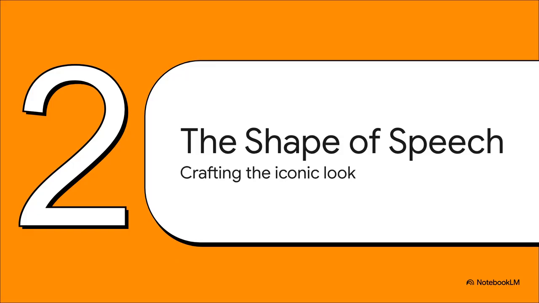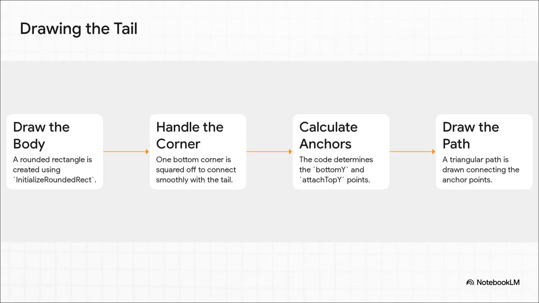Okay, so we know the components inside the bubble. But what about the bubble itself? How does it get that iconic shape? That little tail that points to the person speaking? Well, get this. It's not an image file. It's actually drawn from scratch on the fly using vector graphics. And it happens in this really logical 4-step sequence.